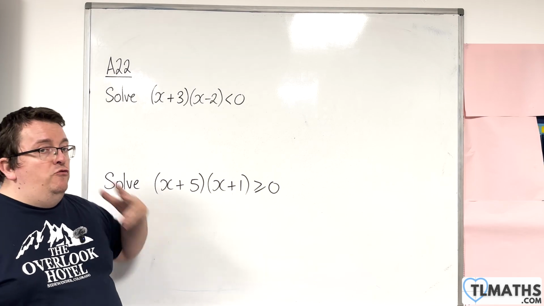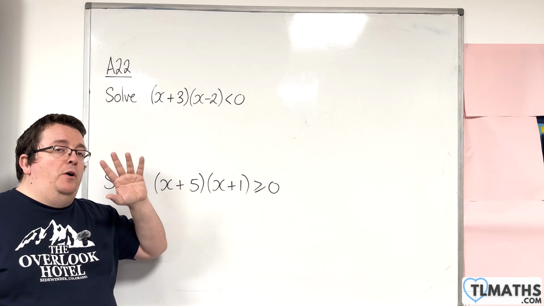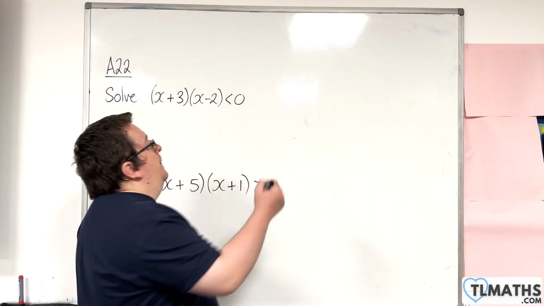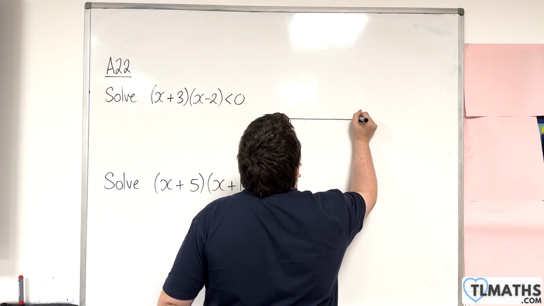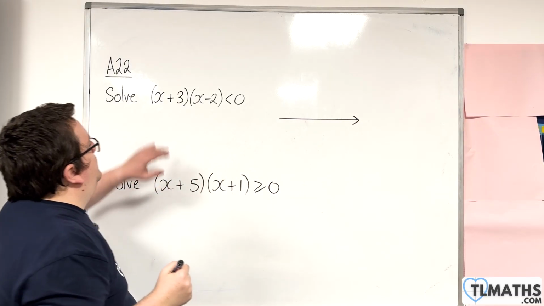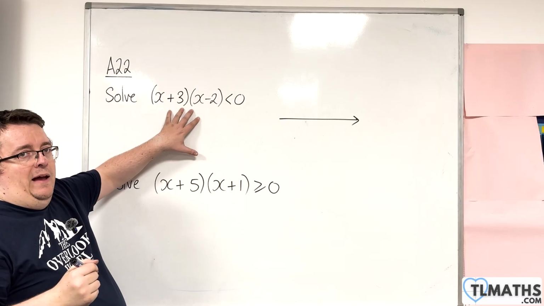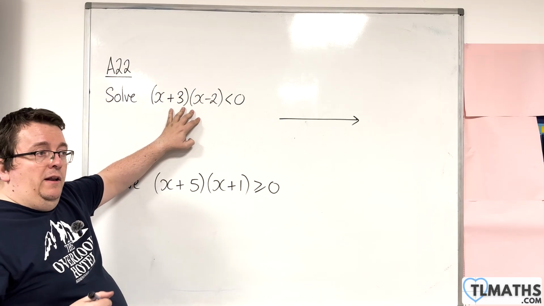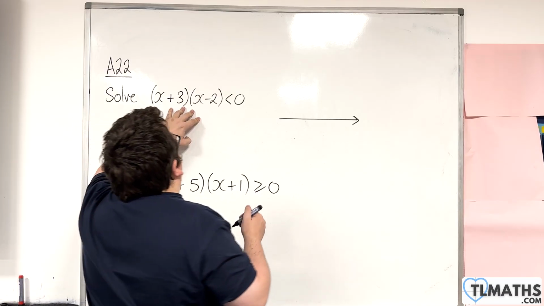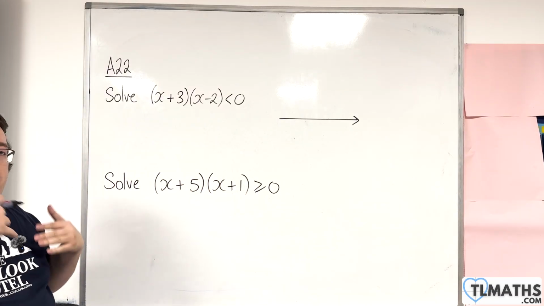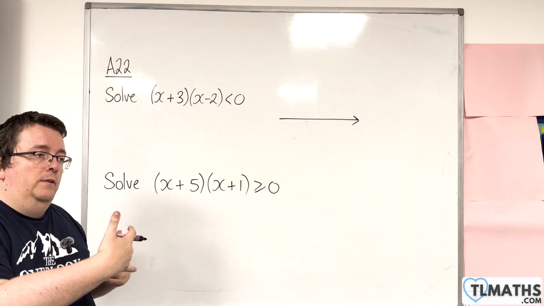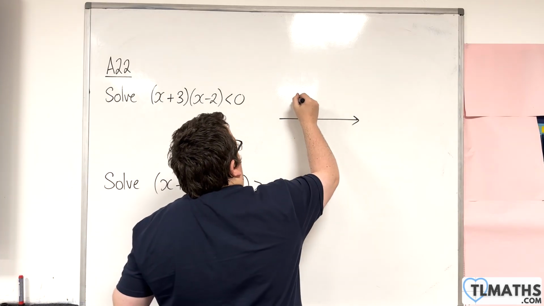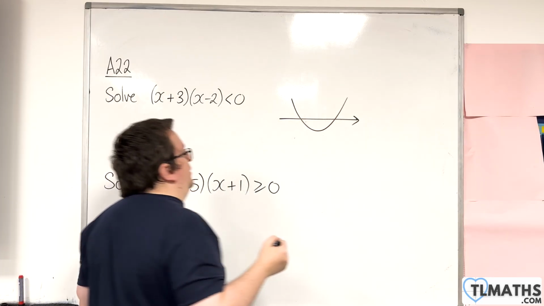Now, it's going to be a really rough sketch, and I'm not even going to bother drawing a y-axis on. All I'm going to have is an x-axis. Now, what sort of shape is that? So this is a quadratic, so it's a parabola, and because when you multiply that out, you're going to get a positive x squared, that means it's a happy face parabola, which means the shape is going to look something like that.